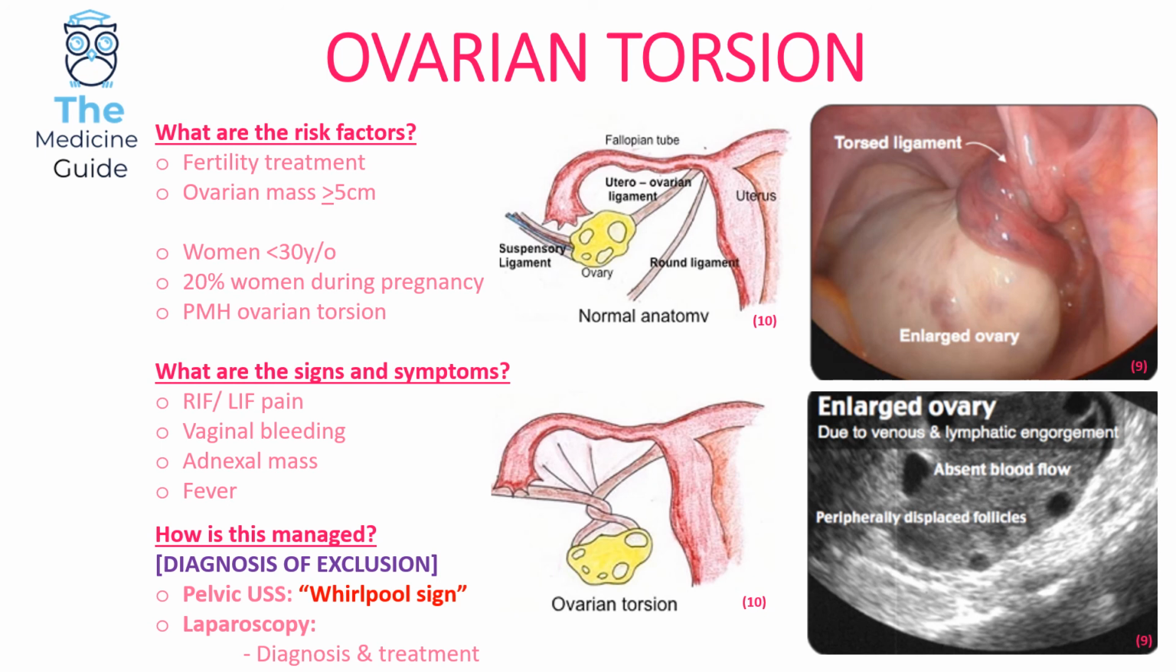in medical school exams. So if you have a SBA in your exam where a pelvic ultrasound scan has been performed and a whirlpool sign was identified, then that should hopefully switch on the alarm bells in your brain, make you tick ovarian torsion, and then you can move on with the rest of the questions. It's a very classic description of ovarian torsion, the whirlpool sign, so just keep that in the back of your mind. And we need to do a laparoscopy for both diagnosis and treatment. Okay?